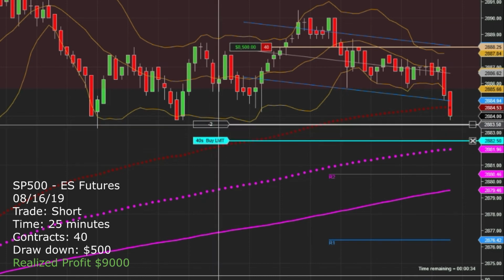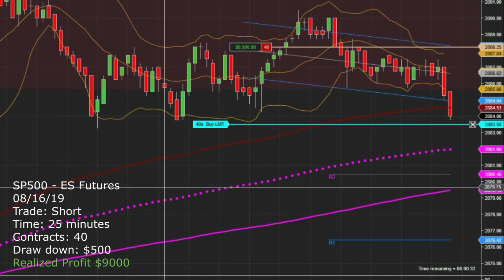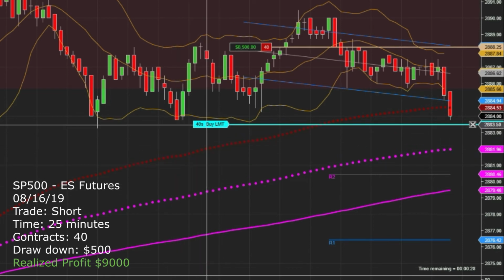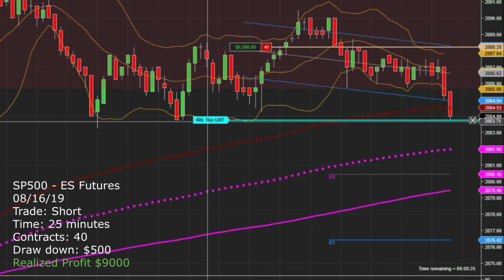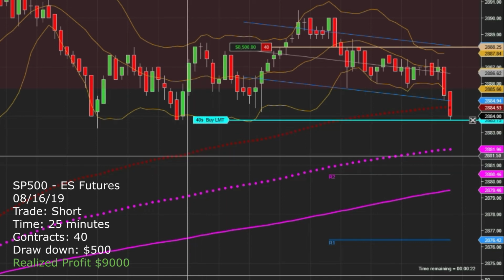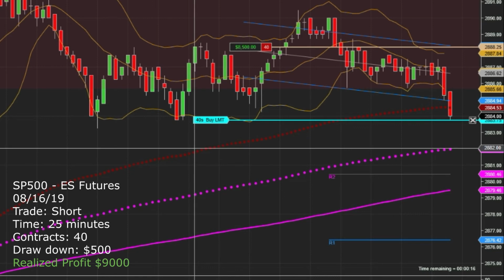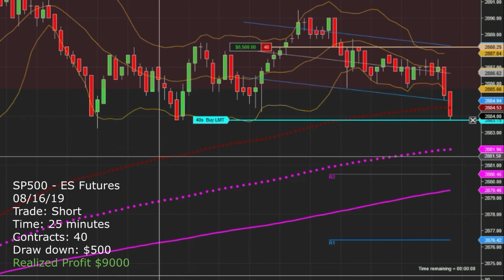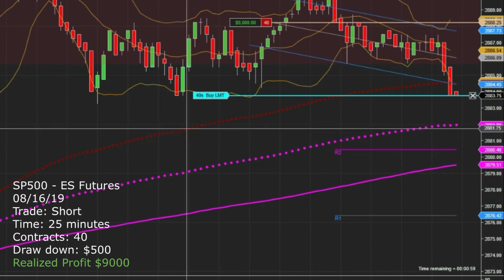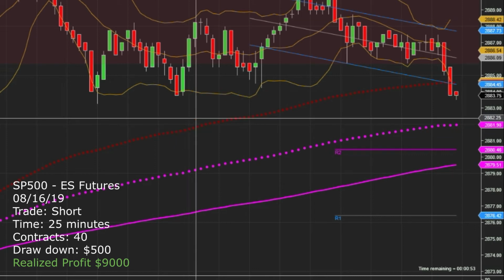Moving the profit target up just a little bit. We don't want a quick reversal to take our profit away. Trying to get it to come down and fill our spot. Waiting patiently. Let the market come to us. And there we go, 40 contracts filled short.